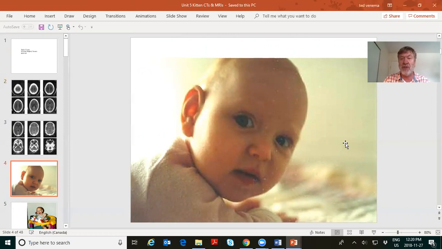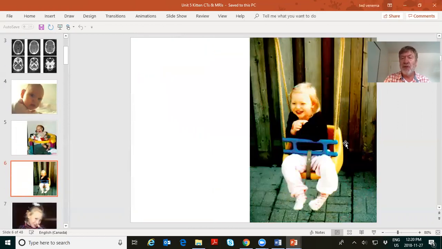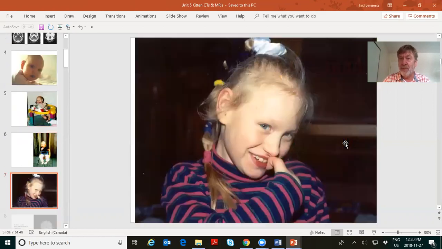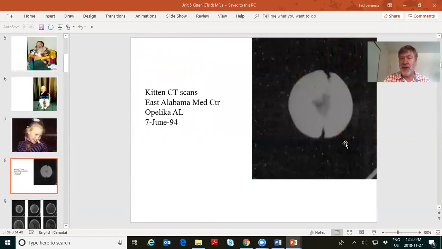So this is Catherine as a young baby. This is her as a 3-year-old. This is her as a 5-year-old. She never walked or talked. She had lots of seizures. This is her as a 16-year-old. Let's look at her brain.